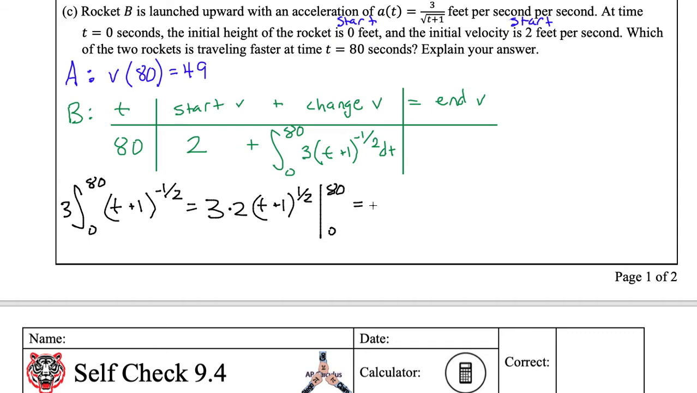All right, so what is this? And don't forget to add the 2 at the very end. I'm always going to try to remember that. When I plug in 80, I'm going to get 81. To the power of 1/2, that just really means this is being square rooted, and I can ignore the 1/2. So the square root of 81 is 9.